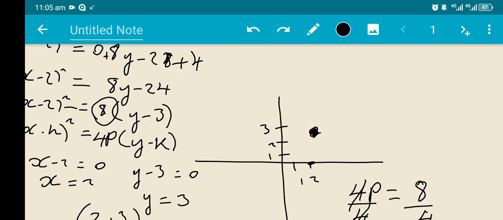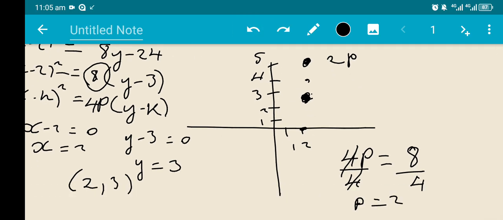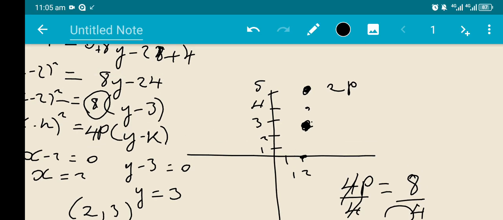So this is 3, this would be 4, this would be 5. So 1, 2 there. That's where our focus is. Now how wide is it? We say let's move to the right by 2p and to the left by 2p. And what did we find our p to be? We found that our p is 2. So this would be 2 times 2, which is 4.